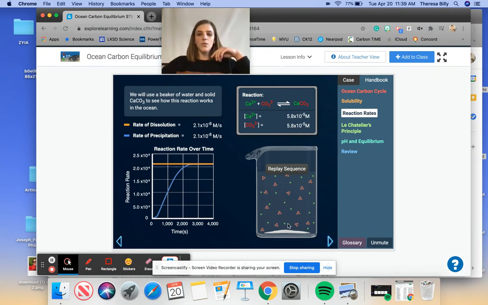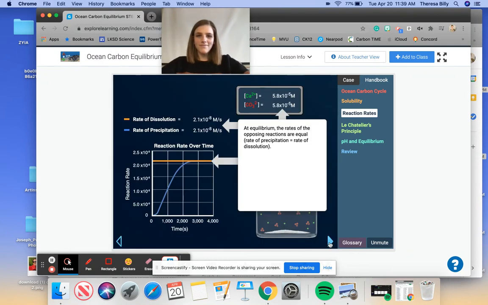So the speed at which we are creating calcium and carbonate ions is at the same speed that we're taking those ions and turning them into calcium carbonate. Yay, science. All right, so let's digest the numbers a little bit. It says at equilibrium, the rates of opposing reactions are equal. So like I said, the speed at which we're dissolving into calcium carbonate ions is the same as the speed that we're taking those ions and turning it back into calcium carbonate. When the reaction rates are equal, the concentrations are the same.